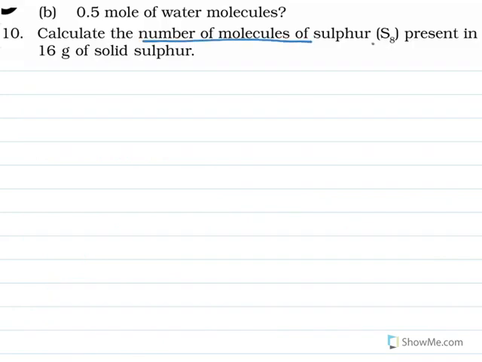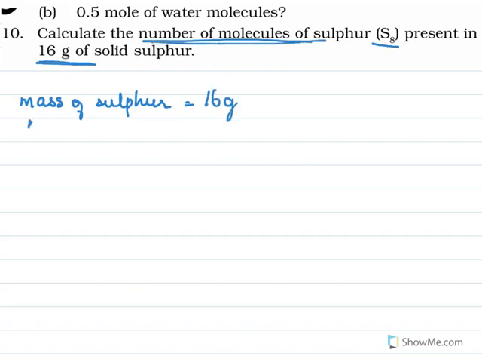Calculate the number of molecules in S8 present in 16 gram of solid sulfur. So mass of sulfur equal to here 16 gram. We have to find the number of molecules.